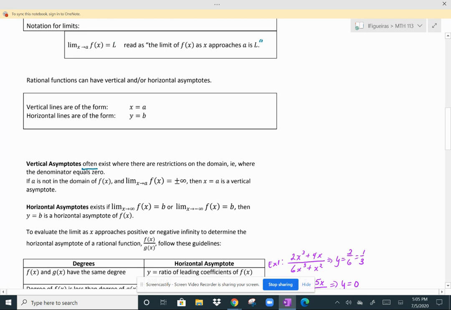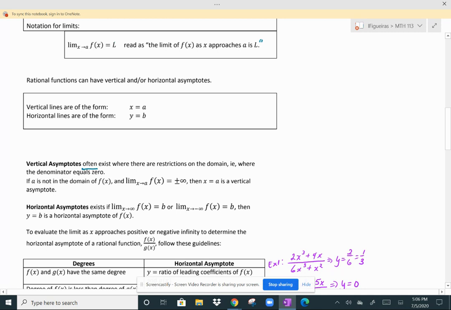With horizontal asymptotes, you have to look at the behavior of f of x as it approaches positive infinity and negative infinity. And if your function, as it approaches positive infinity or negative infinity, approaches some finite number that I'll call b here, then you can say that y equal to b is an asymptote. So in other words, the graph is getting really close to this value of b as the x values get very large or very small.